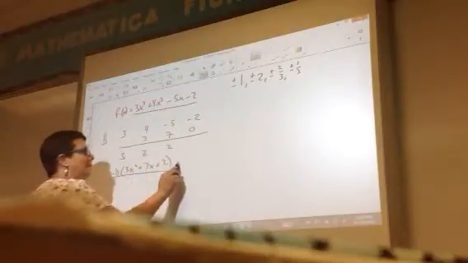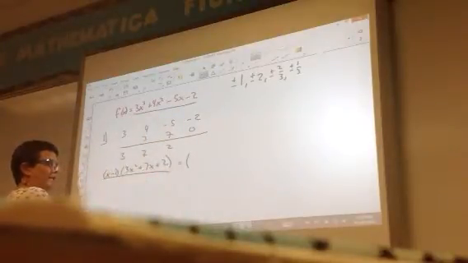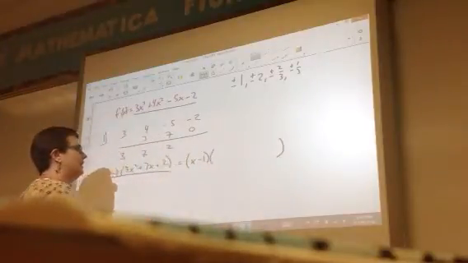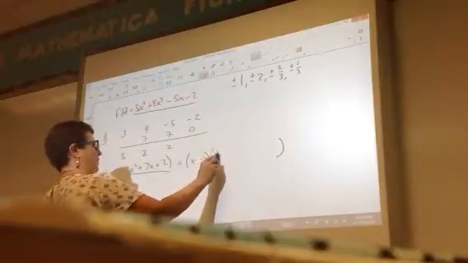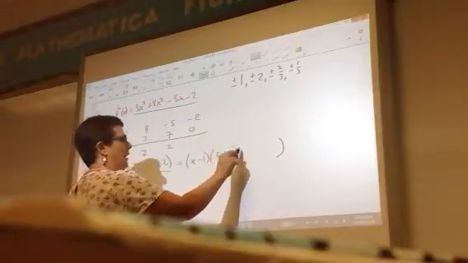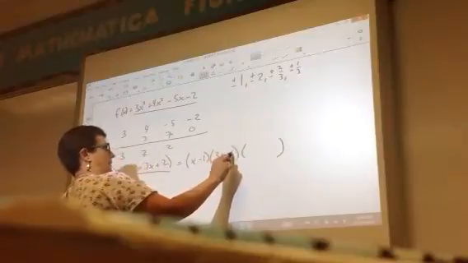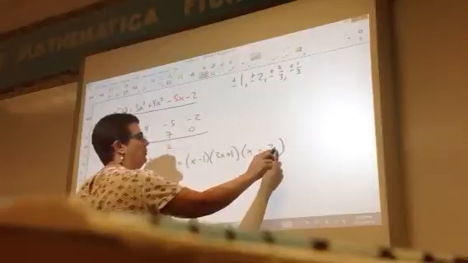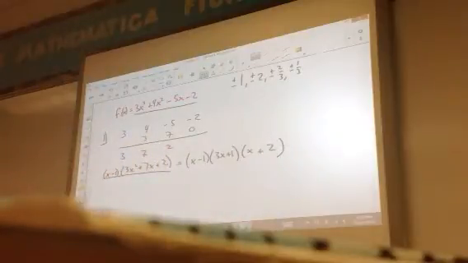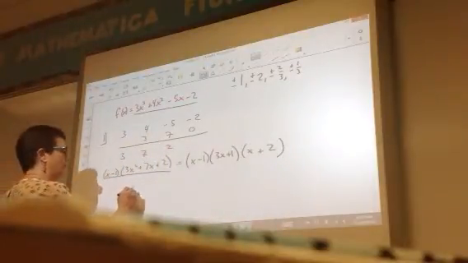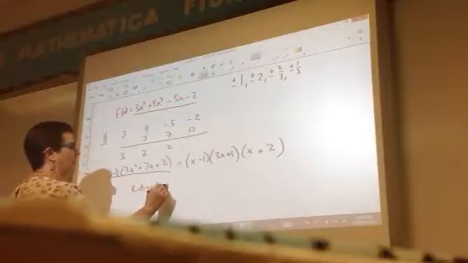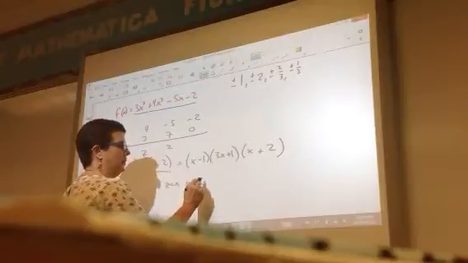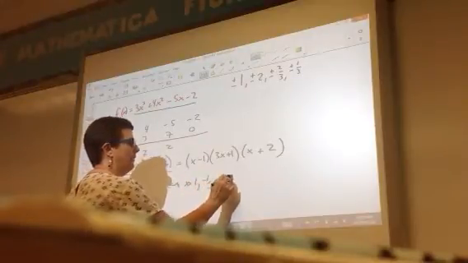Well, I can factor this 3x² + 7x + 2, so I have x minus 1 times, and then I might say a 3x here, and I might have a x plus 2. Lo and behold, there we go. So my rational zeros are x equals 1, x equals negative 1/3, and negative 2.